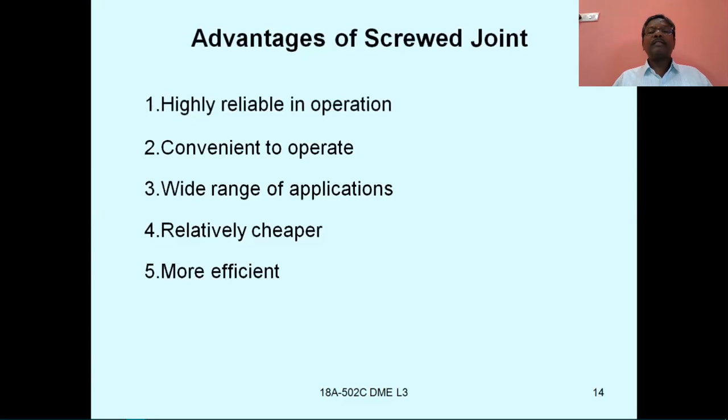So these are some advantages. Number one is highly reliable in operation. Number two is convenient to operate. Number three is wide range of applications. Number four is relatively cheaper. Number five is more efficient.